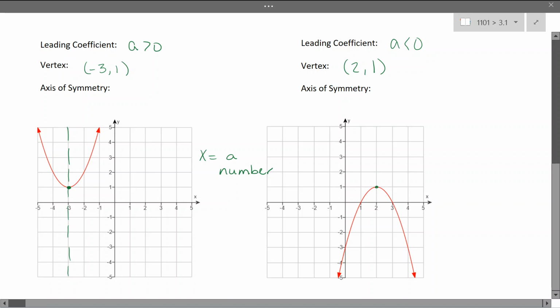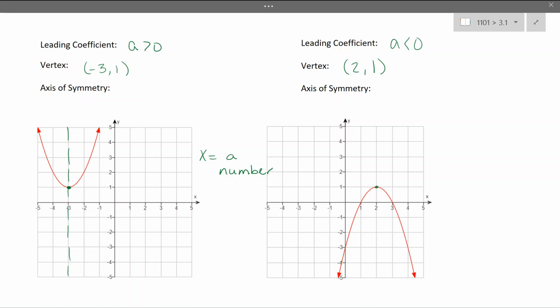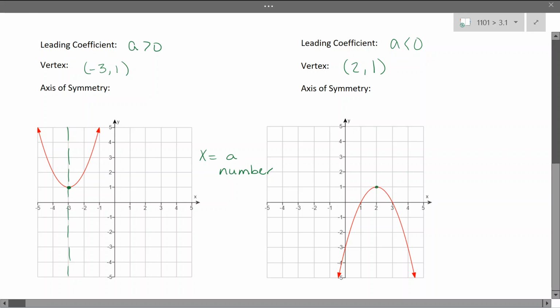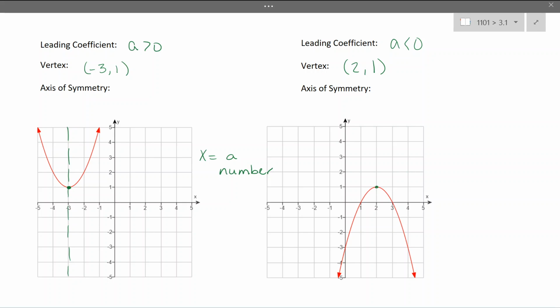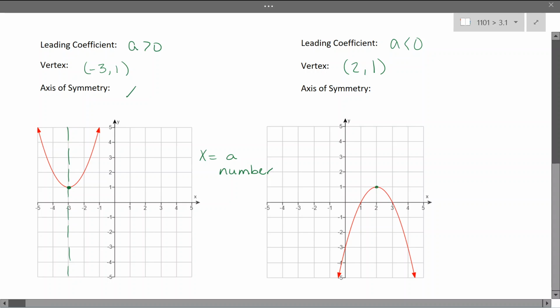All right, so if we have a vertical line passing through our vertex, that means our axis of symmetry is always going to be x equals the x coordinate of our vertex. So in our first example, that's going to be x equals -3. In our second example, our axis of symmetry passes through our vertex and gives us x equals 2.